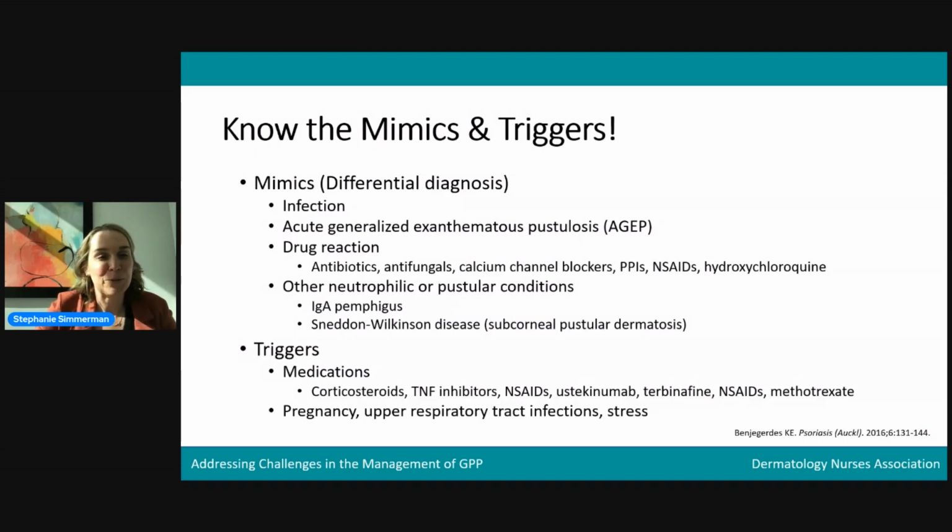Knowing the mimics and triggers is really important. You want to know what to look for, what to rule out, and how you're going to test to make sure that you can do that appropriately. And so knowing that we're going to look and see, is there a potential for infection, and how are we going to test for that, right?